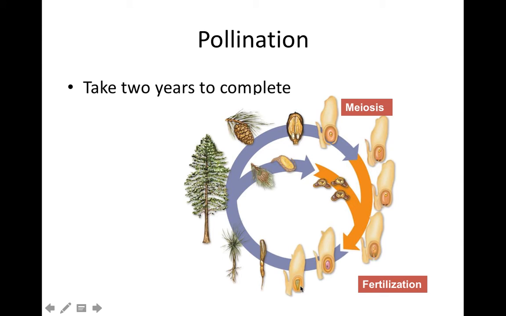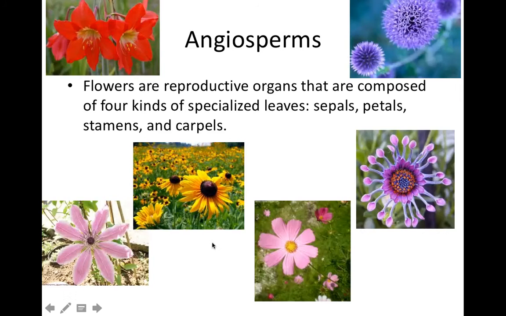But in any case, once that seed is able to sprout, then it'll turn into hopefully an adult, a mature sporophyte, seedling to sporophyte, and then it might take a bit of time for it to get to the age where it can produce cones, and then we have the cycle starting all over again. Okay, so that's with gymnosperms.